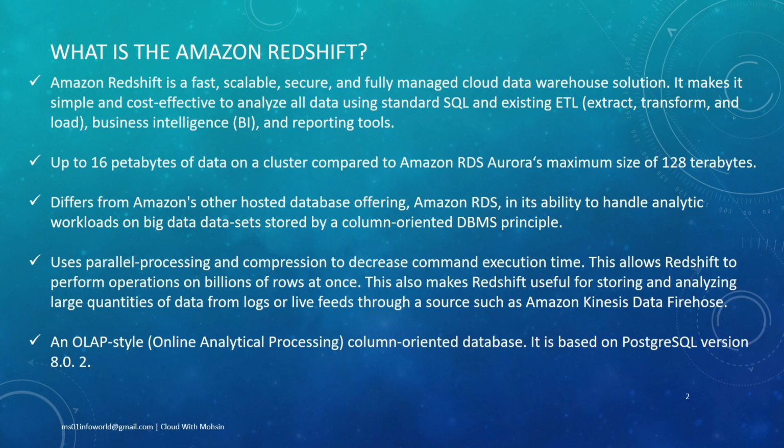It's petabyte scale, so we can scale up to 16 petabytes of data on a cluster, compared to Amazon RDS Aurora's maximum size of 128 terabytes. Amazon Aurora is another AWS database service, which we will cover in the upcoming sessions. Redshift works based on a cluster, like one node or a multi-node cluster, and it can scale up to 16 petabytes of data. So you can understand it gives us huge capabilities as a data warehouse solution.